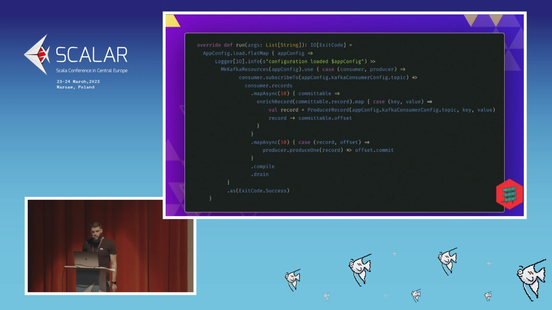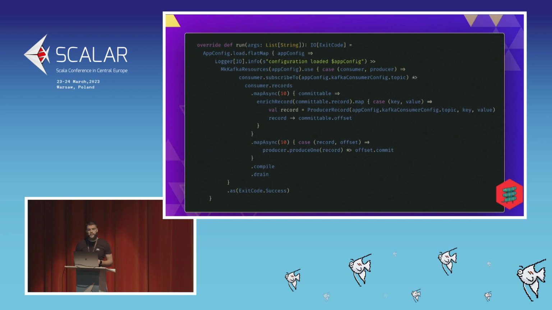In this slide, we will review a more realistic example of consuming a message, processing it, and publishing output to another Kafka topic, and finally committing the offsets. So the first step is we are just loading our configuration and creating resources. First we will use the subscribeTo method from the FS2 Kafka consumer to subscribe to a configured topic, and after the consumer is subscribed to a topic, we can use the records method. That is just going to return an FS2 stream that emits records from the subscribed topic.